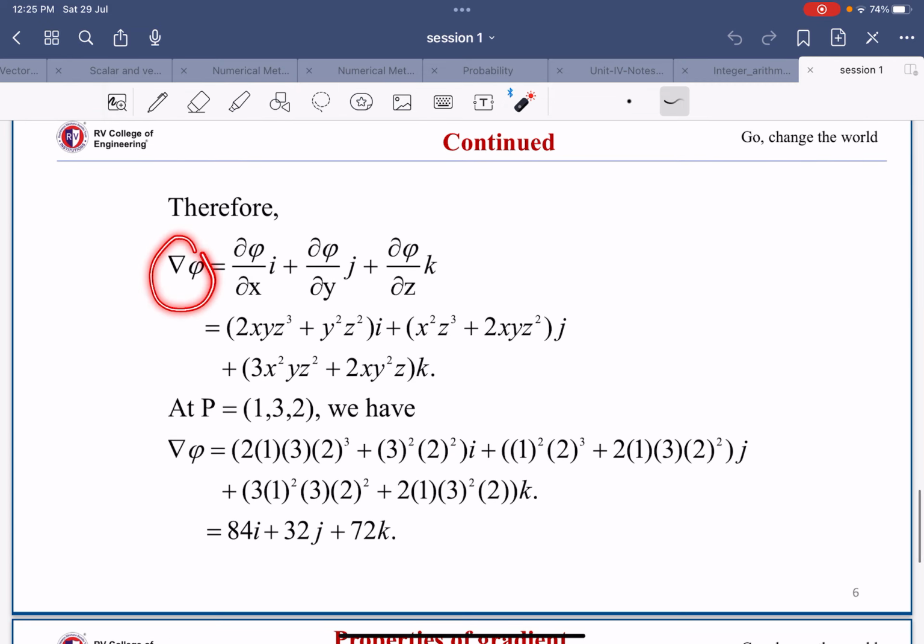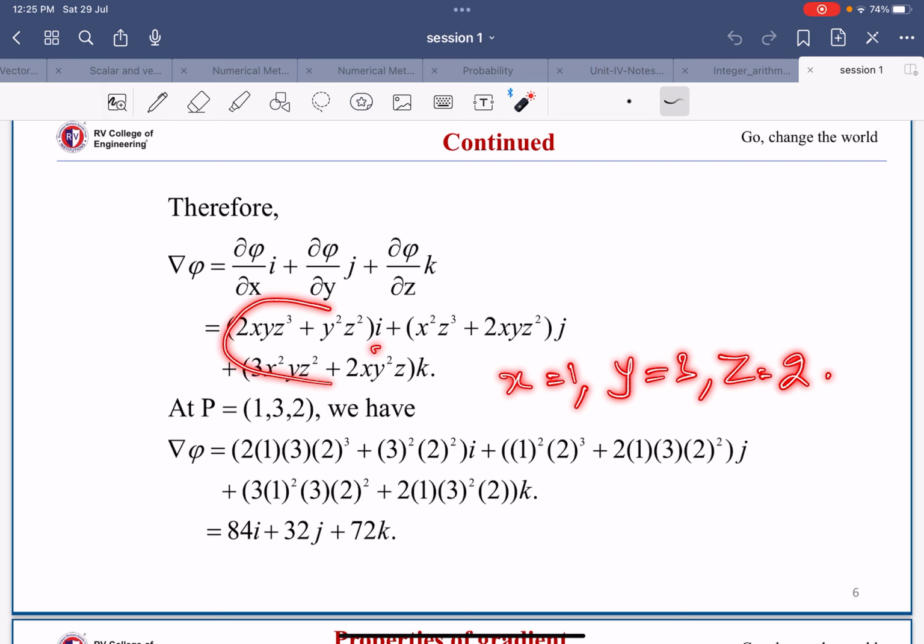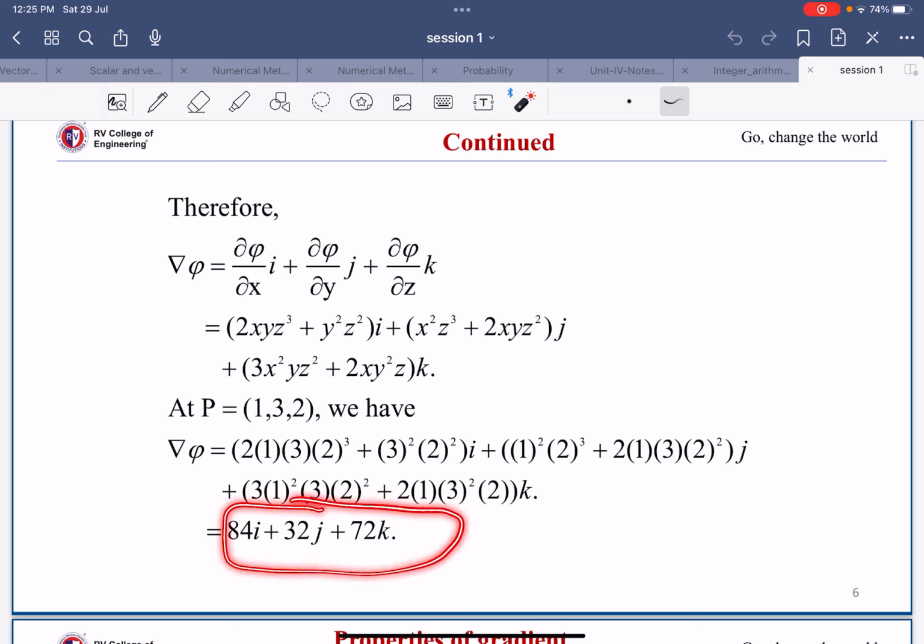So gradient of phi will now become, substituting the values of dou phi by dou x, dou phi by dou y and dou phi by dou z, a vector function. Since they have asked to find the gradient of phi at the particular point (1, 3, 2), just substitute x equal to 1, y equal to 3 and z equal to 2 in the gradient of phi. Substituting the values of x, y, z and simplifying, we get the gradient of phi as 84 i cap plus 32 j cap plus 72 k cap.